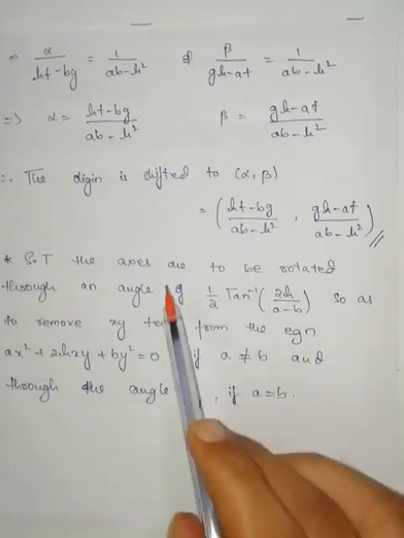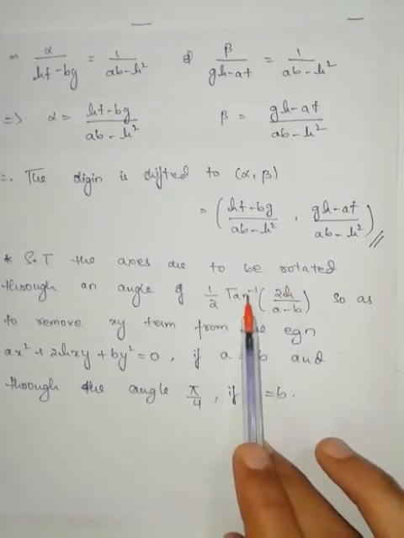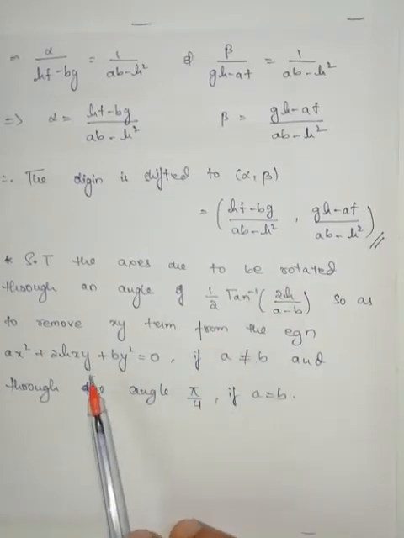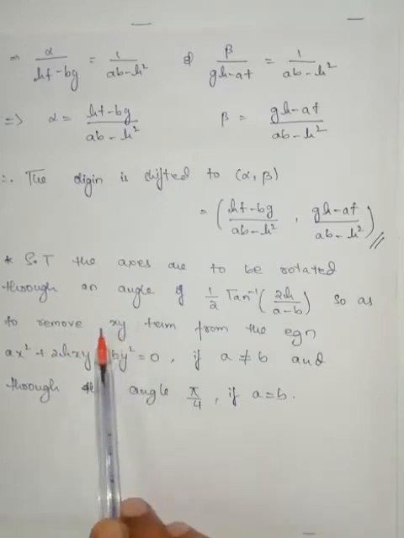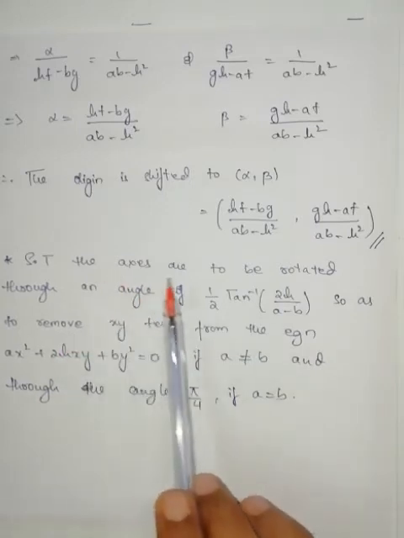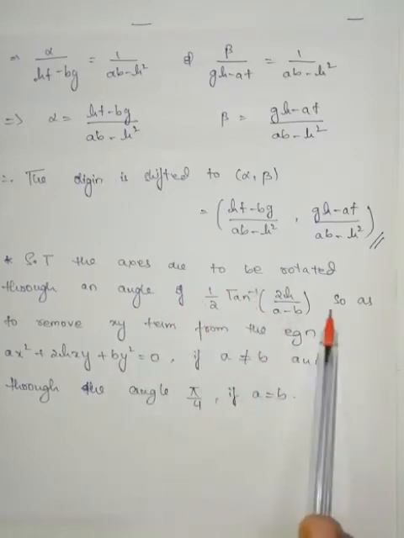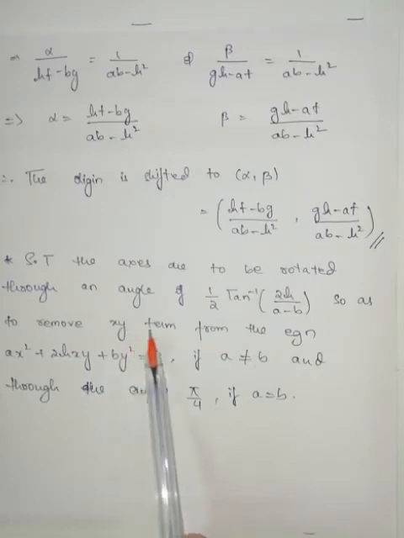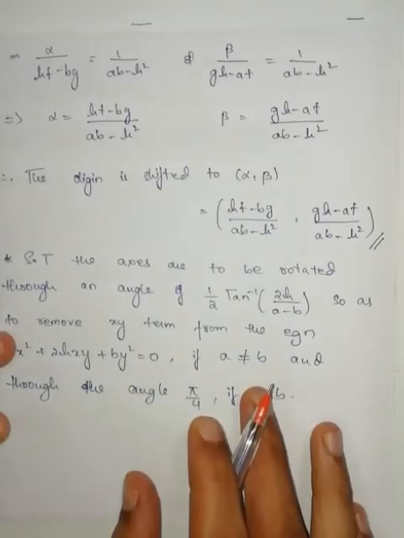We have to show that axes are rotated through this angle if a is not equal to b in this equation, and if a is equal to b in this equation, but in the transformed equation there should be no xy term. The axes are to be rotated through this angle so as to remove the xy term from the transformed equation of this equation when a is not equal to b, and the angle should be pi by 4 if a is equal to b. Solution.